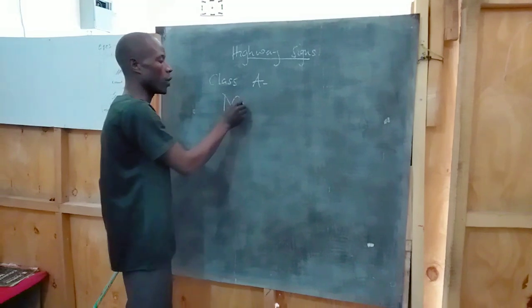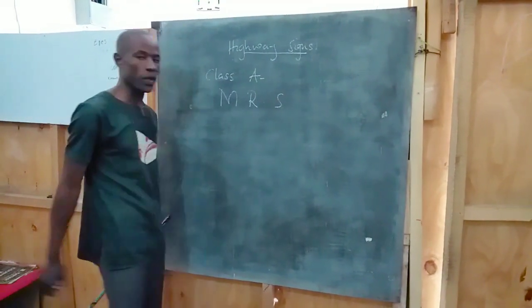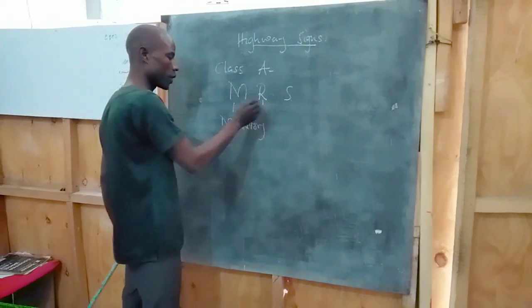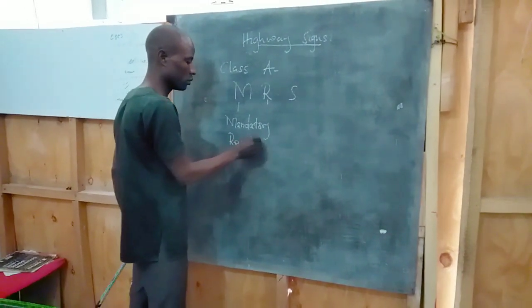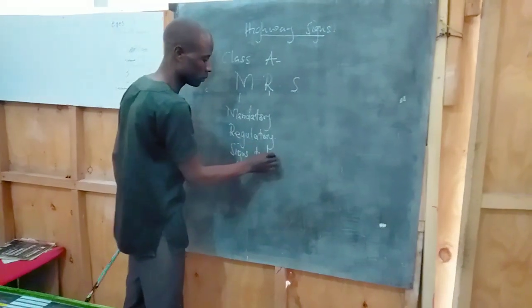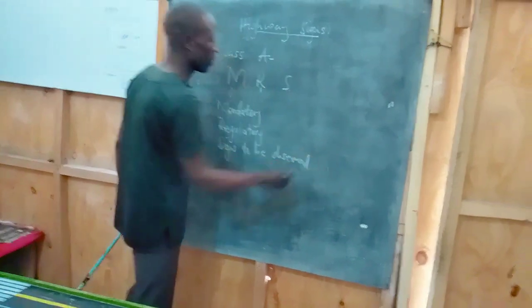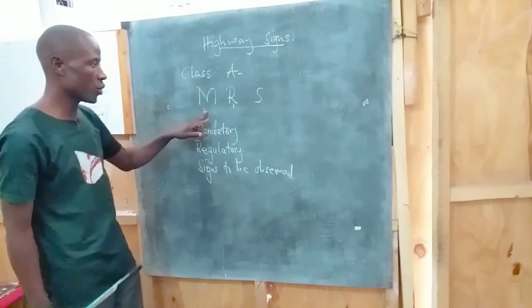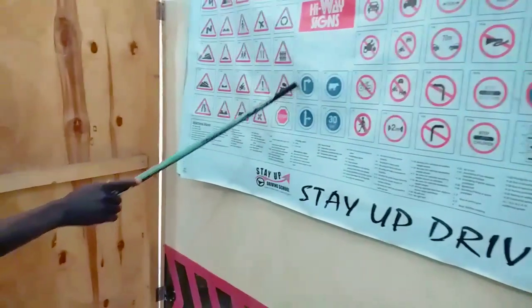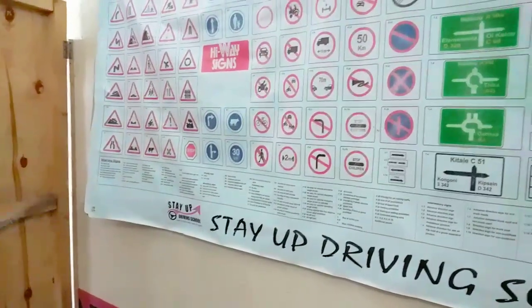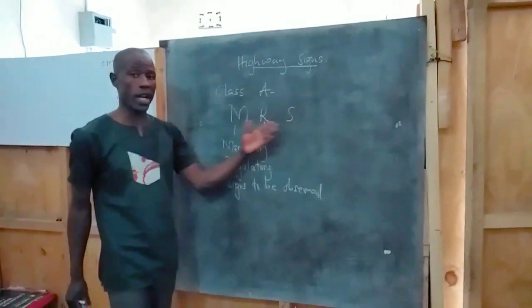Now, on the signs, we write M, that is mandatory. Then R is for regulatory. And then S is for signs to be observed. So we have mandatory, regulatory, and signs to be observed. Those are class A signs. They are mandatory, regulatory, or signs to be observed.